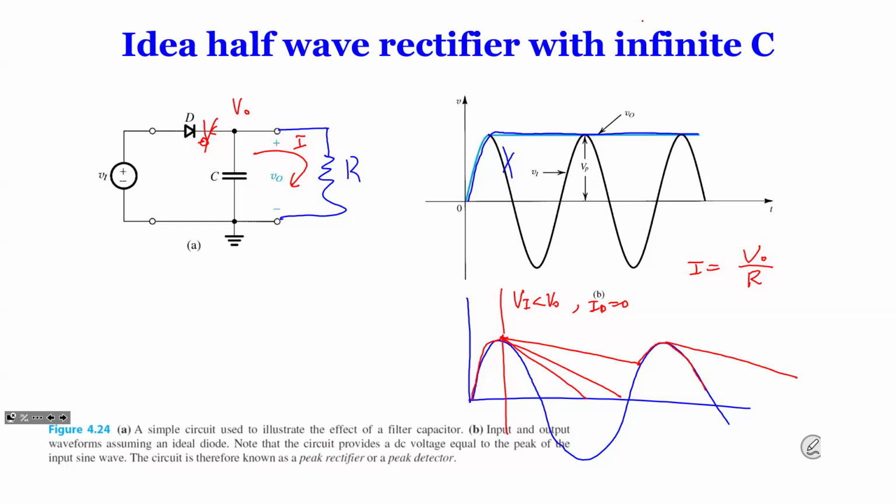So the C is bigger: C1, C2, C3. If C is not big enough, the voltage will drop down to 0 and wait for the next cycle to start. But if C is big enough, your voltage will drop, but at some point it will hit here and it will go up again. And how much would that drop?